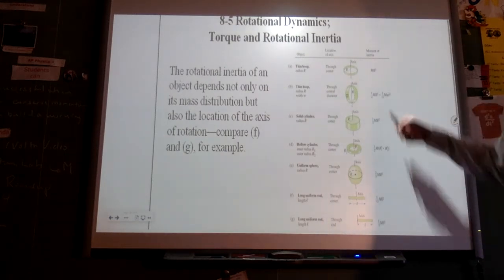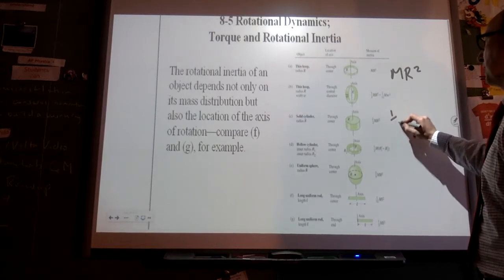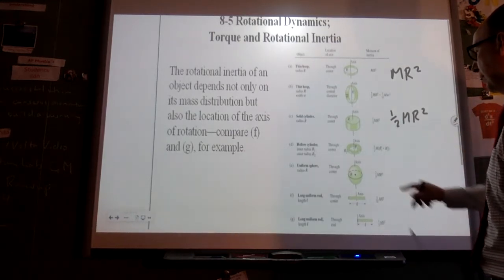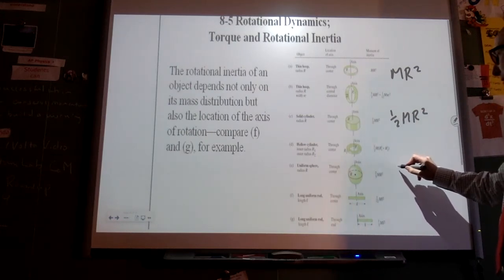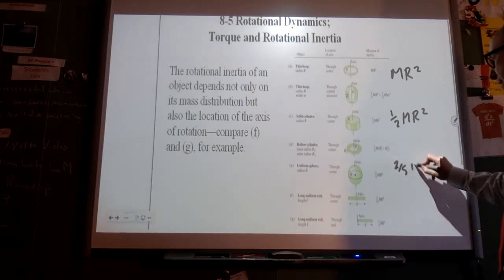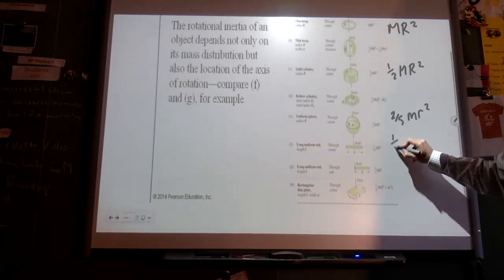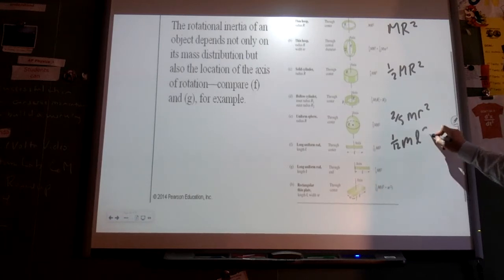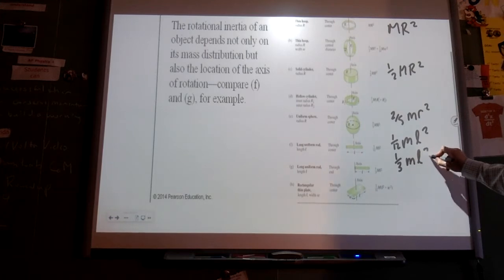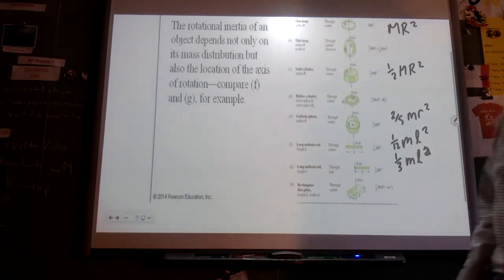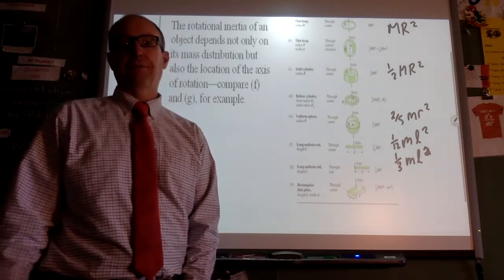Here are some that we just know. If we have a hoop, we know it's mr squared. If we have a disk, we know it's 1/2 mr squared. If we have a solid sphere, we know that it's 2/5 mr squared. If we're doing it through the center of a rod, we see that it's 1/12 ml squared. And if we're doing it about the end, we see it's 1/3 ml squared. So you should be familiar with those.